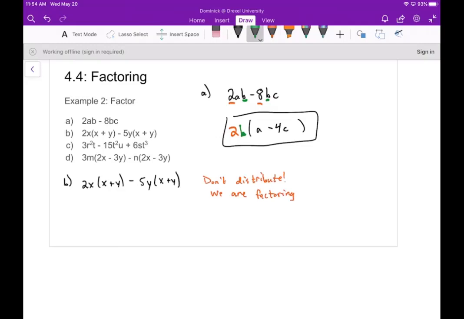Now the trick to this is we're going to think of this x plus y as just one number. The thing in parentheses is one number. If I look at my numbers, I have 2 and 5, I can't take anything out. Then I have an x and a y, I can't take either of those out. But if I think of this thing in parentheses as its own number that appears in both, I can factor it out.